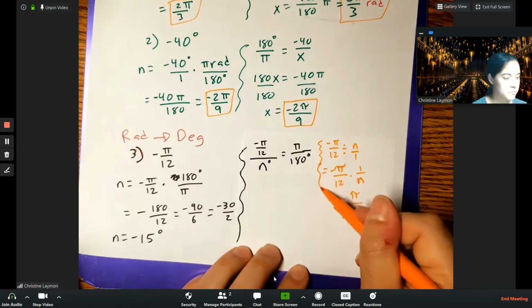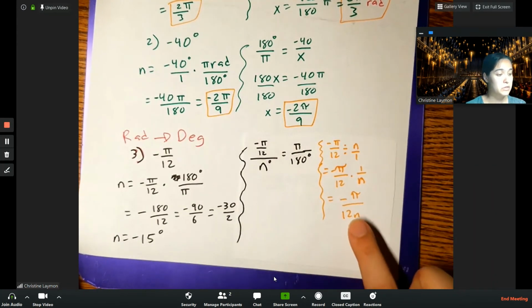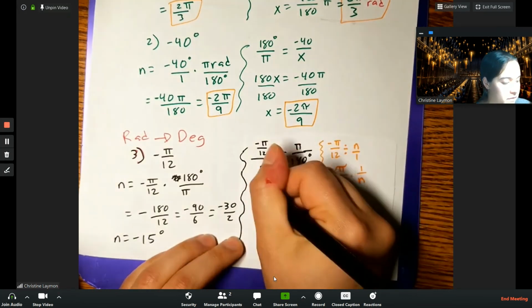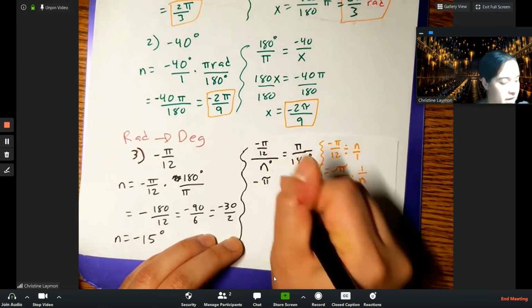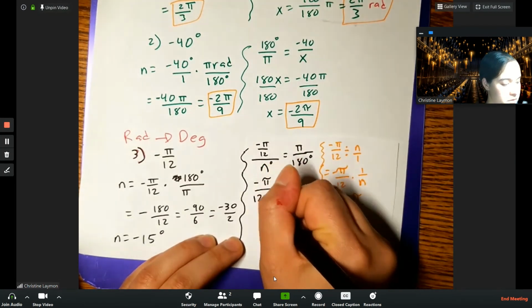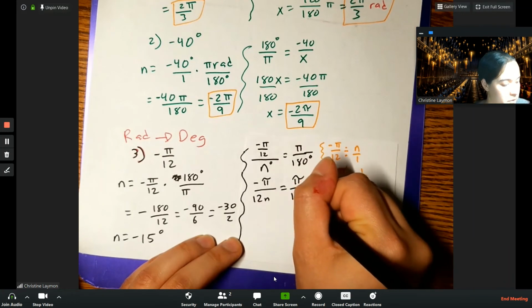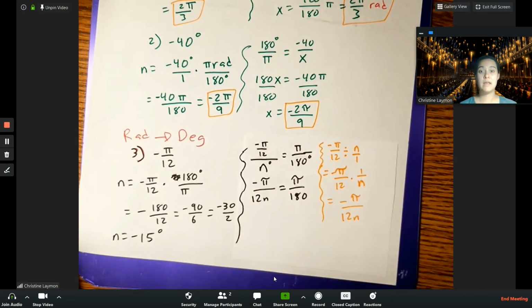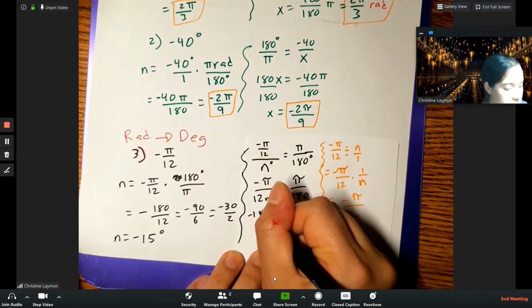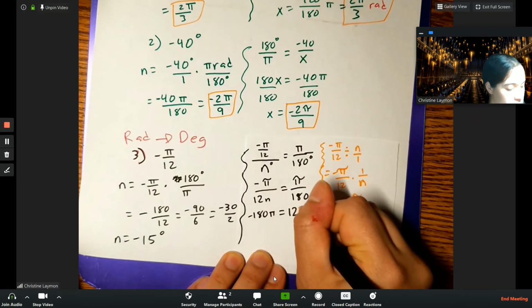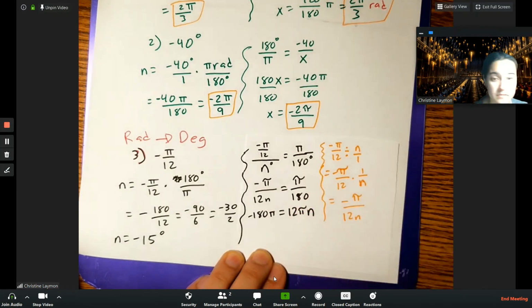So come back here. That is what I'm going to use in place of this. So I have negative pi over 12n equals pi over 180. Now I'm going to go ahead and cross multiply. Negative 180 pi equals 12 pi n.